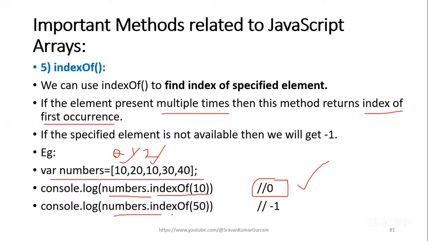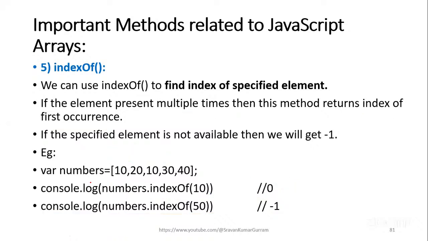The next one, numbers dot indexOf 50. I want to know what is the index of 50. But actually, if you observe this, there is no 50 in the given array. Okay, there is no 50 in the array. But what happens if you write the code like this? If that particular element is not found, it returns -1.